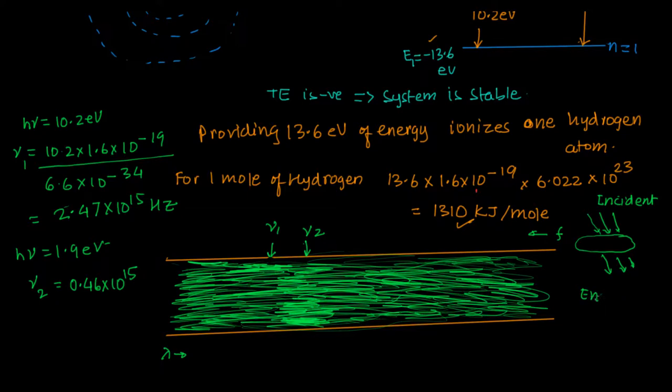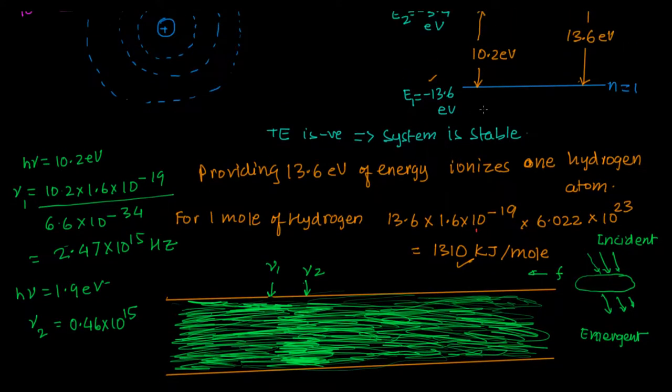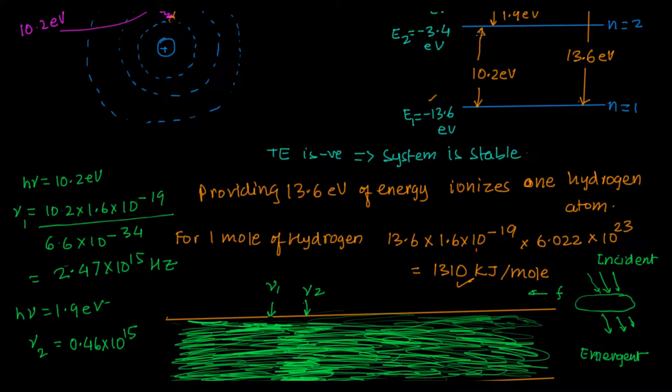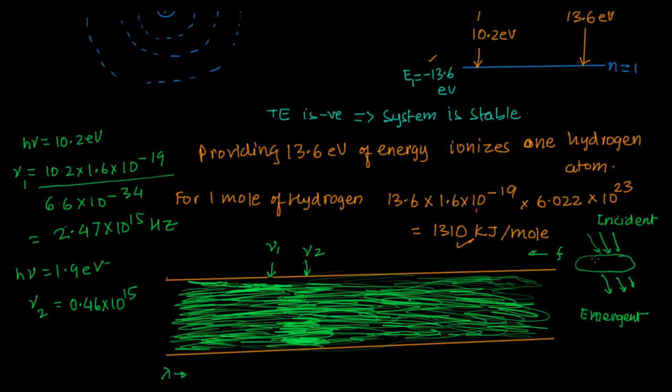So this is emergent. Now what happens? The emergent will have this frequency missing. If the electron has transitioned from here to there, that means from n equal to 1 to n equal to 2, then you will find exactly this n1 missing from there. So when you analyze the spectrum after it has emerged, it will look something like this.